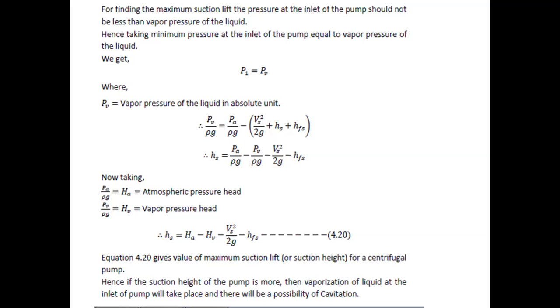PA upon rho g equals HA, the atmospheric pressure head, and PV upon rho g equals HV, the vapor pressure head. So Hs equals HA minus HV minus Vs square upon 2g minus HFS. Equation 4.20 gives the value of the maximum suction lift for a centrifugal pump. Hence, if the suction height of the pump is more, then vaporization of the liquid at the pump inlet will take place and there will be a possibility of cavitation.